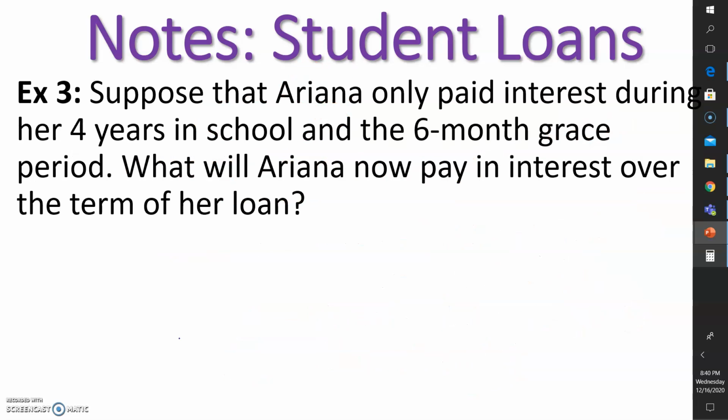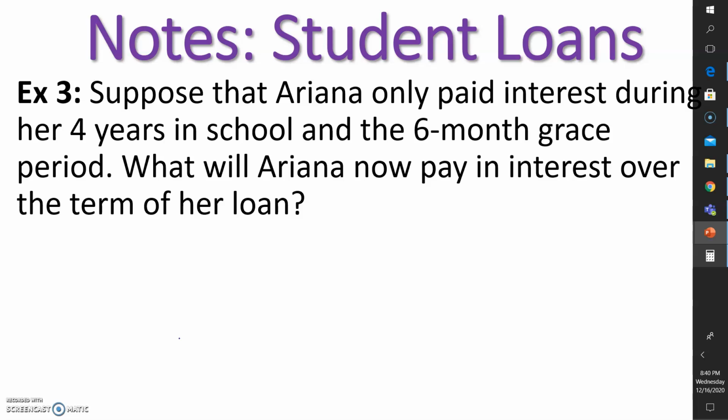Example 3. Suppose that Ariana only paid interest during her 4 years in school, so that she could avoid having this extra high new balance and the 6-month grace period. What will Ariana now pay in interest over the term of the loan? Let's say she paid the $1,756 that she earned in interest while she was in school.